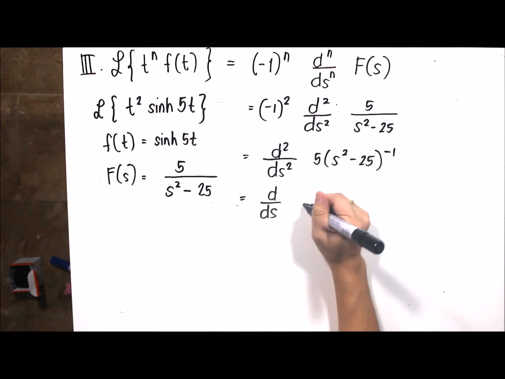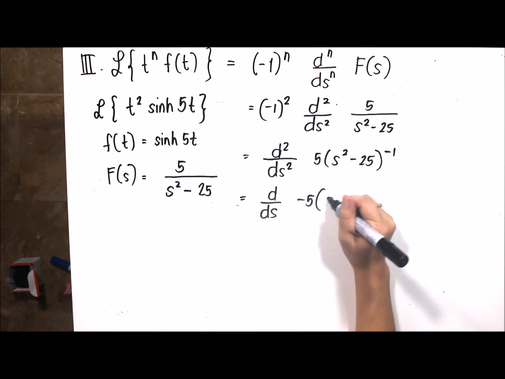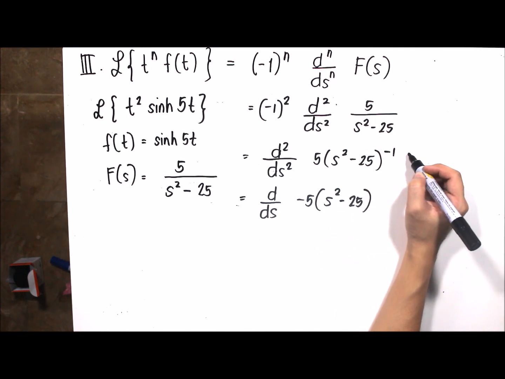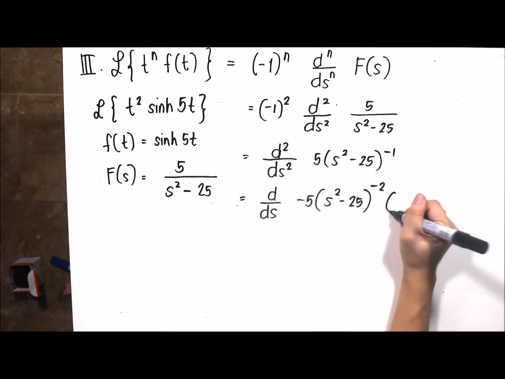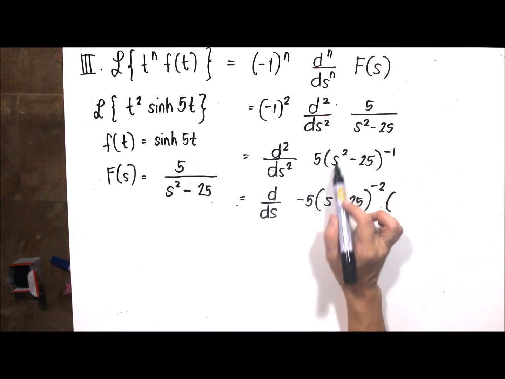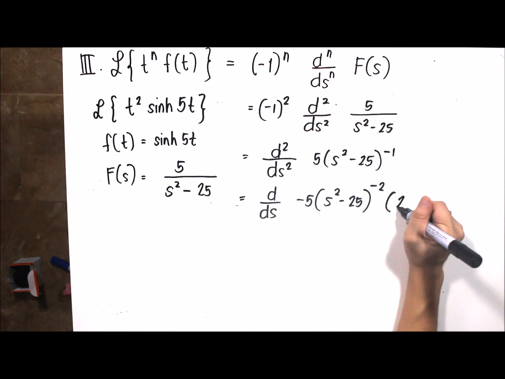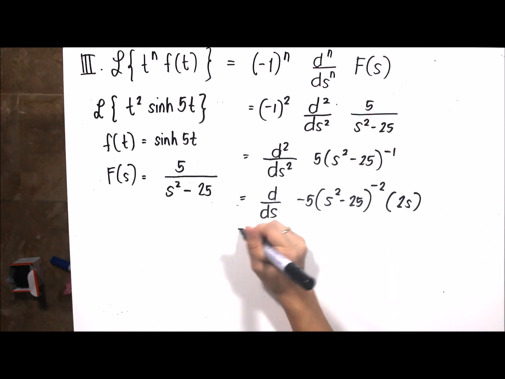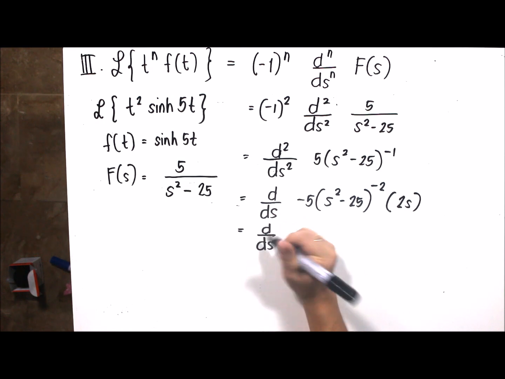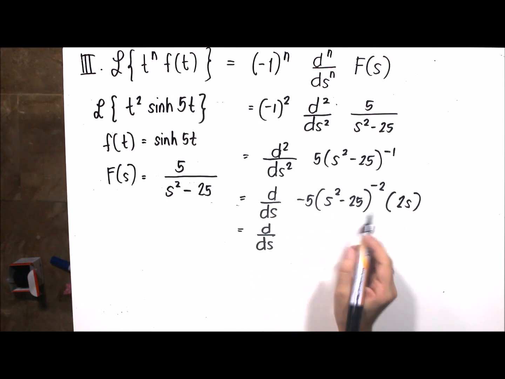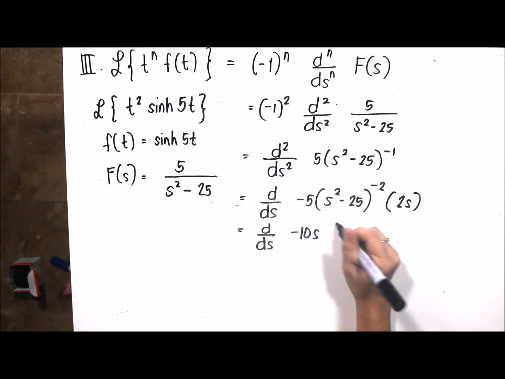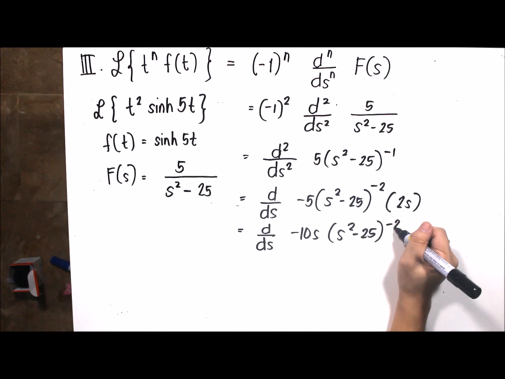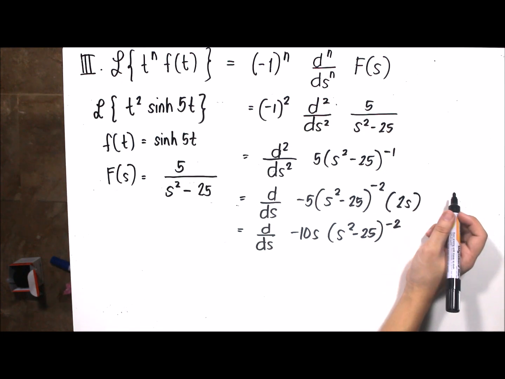So, you have negative 1 times 5, you have negative 5 times, copy the base s squared minus 25, and then subtract 1 from the exponent. So, you have negative 2 times the derivative of the base s squared minus 25, that would be 2s. Which means, mag-a-apply na naman tayo ng product rule. This will be negative 10s times s squared minus 25 raised to negative 2. So, UV ulit.